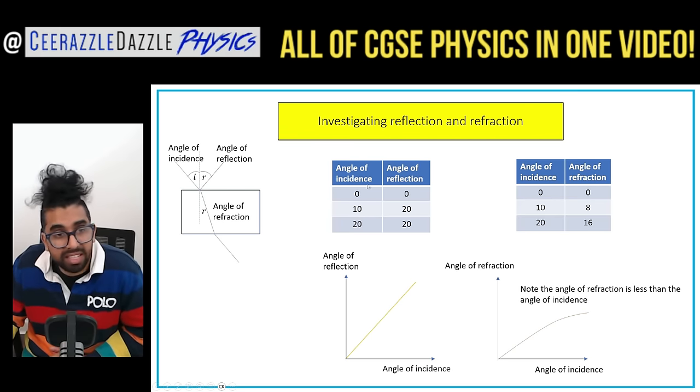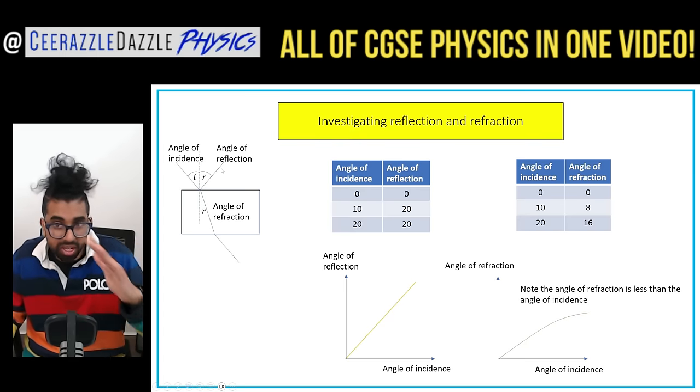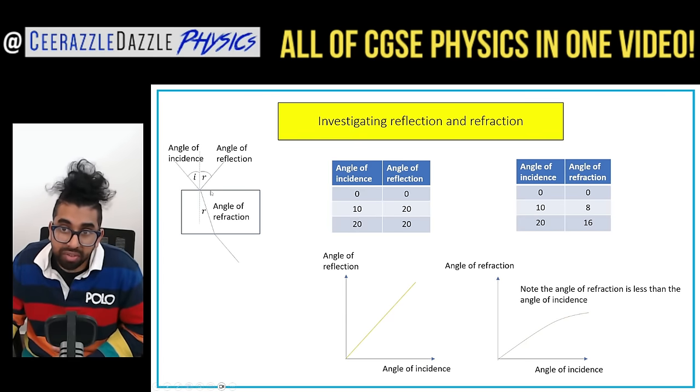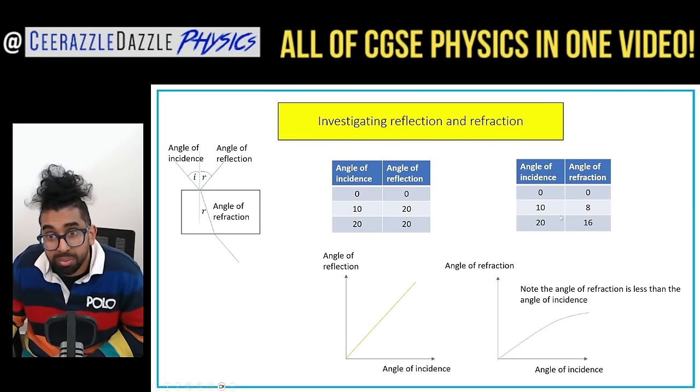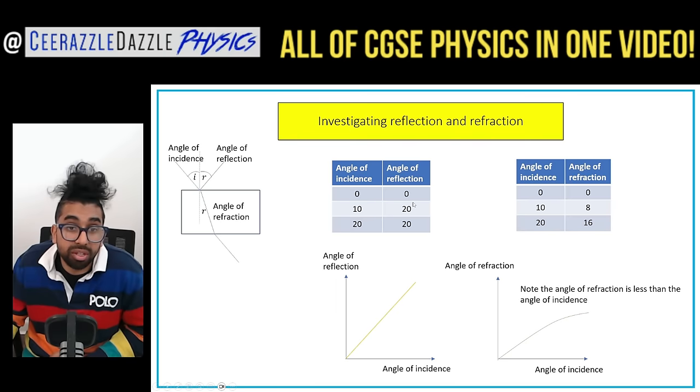can see that as the angle of incidence increases, you keep increasing the angle of incidence each time. Don't forget, you're going to increase each time and record the different values. The angle of refraction will be increasing, but will always be a bit lower. So as you can see, it goes zero, it's lower over here. So the first set of data will give me this graph, and the second set of data will give me this graph over here.